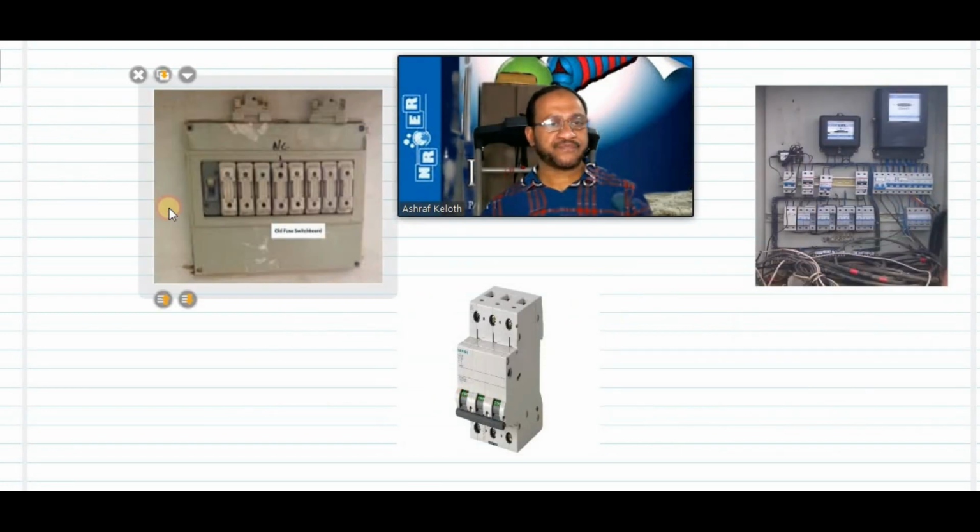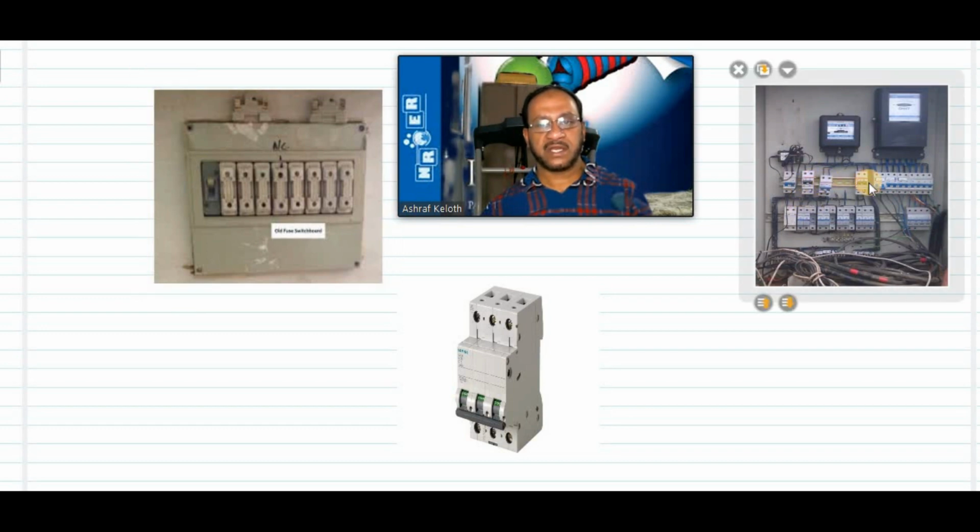Now see here, in our building there will be many lines, many 5 ampere lines itself. So if you remove one fuse, one section of electricity will be switched off. So for different sections in our building there will be different fuses. Instead of this fuse, now we are using this one. This is the new distribution board of the building.